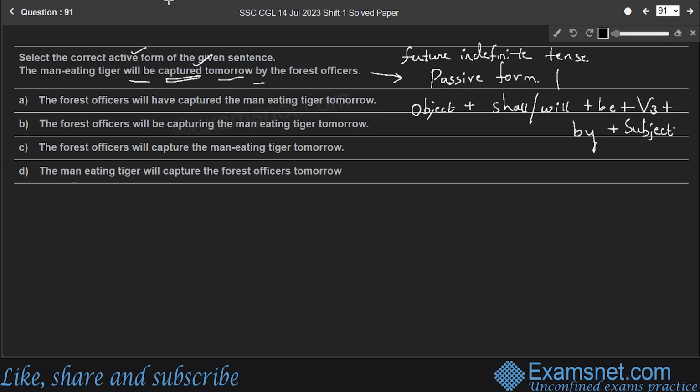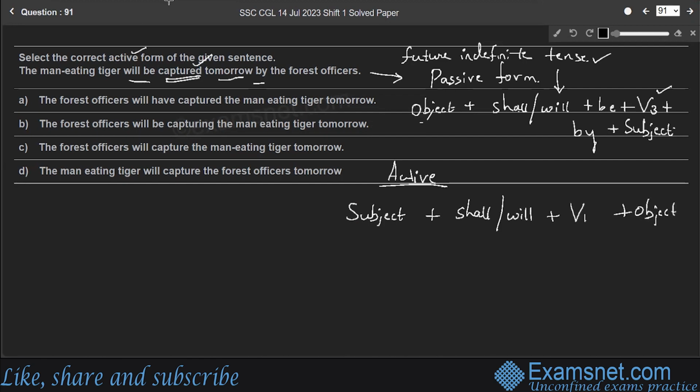So the passive form of future indefinite tense is: object, shall or will be, then the past participle form of the verb, plus by, plus subject. So let us convert this into active voice. The active voice format will be: subject, always it starts with subject, plus shall or will, then the first form of verb, plus object.